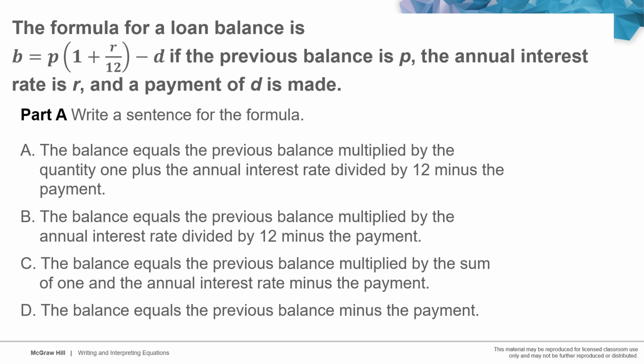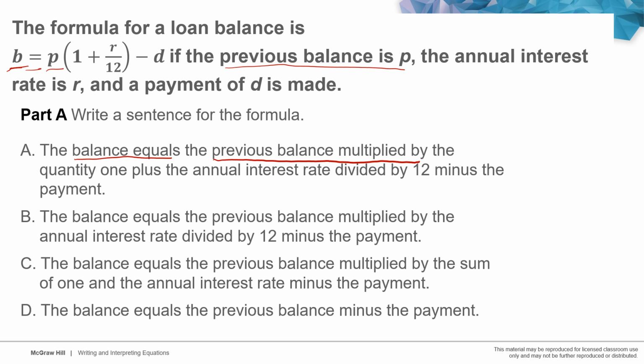So let's just go through our answer choices and see which one works. Letter A says the balance equals. In our equation, B is the balance, and then we have an equal sign, so we're good so far. It says the previous balance multiplied by. They say previous balance is P, so we have P. What do parentheses mean? We just said it: multiplied, so we have that.